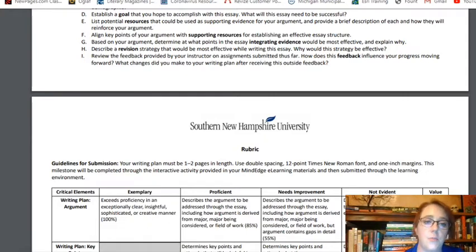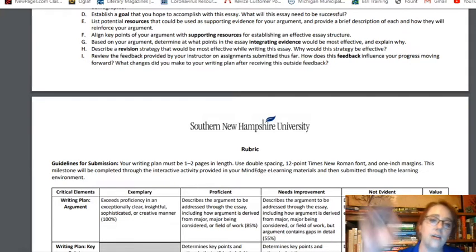Now let's align our key points of our argument with the supporting resources. So I've got Article 1, I'm going to use that to support key point 1. I've got Article 2, I'm going to use that to support key point 2. I've got Article 3 talking about how Futurama is not the greatest animated show that's ever existed. I'm going to use that to refute key point 3 and the counter argument.